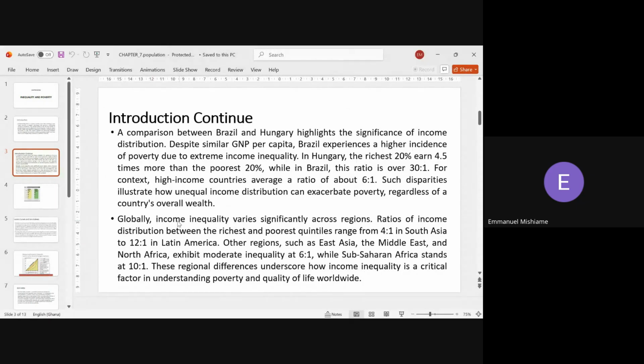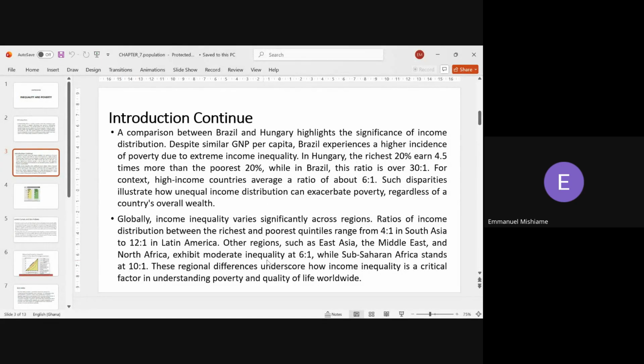Now, globally, income inequality varies significantly across regions. Ratios of income distribution between the richest and the poorest quintiles range from 4 to 1 in South Asia to about 12 to 1 in Latin America. Other regions such as East Asia, the Middle East, and North Africa exhibit more moderate inequality at 6 to 1. So over there, it is moderate, it is understandable. While sub-Saharan Africa, where we find our beloved country Ghana, stands at 10 to 1.